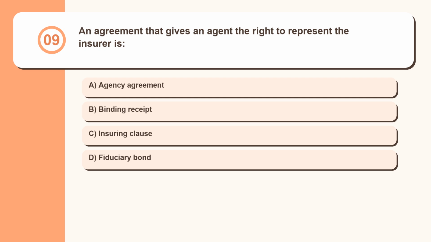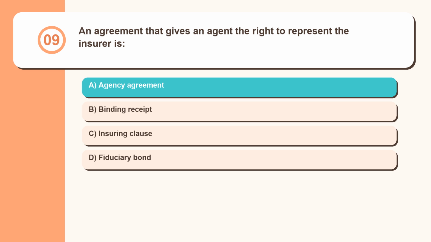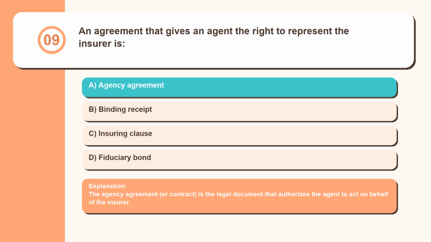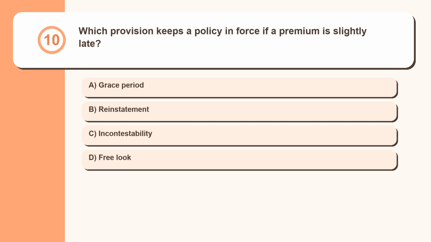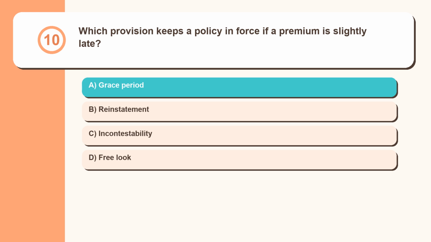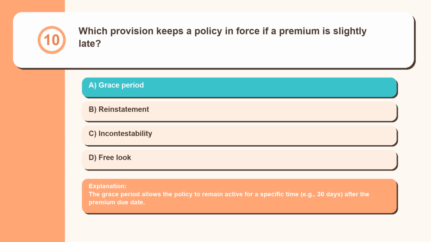Question 9. An agreement that gives an agent the right to represent the insurer is agency agreement, binding receipt, insuring clause, fiduciary bond. The agency agreement, or contract, is the legal document that authorizes the agent to act on behalf of the insurer. Question 10. Which provision keeps a policy in force if a premium is slightly late? Grace period, reinstatement, incontestability, free look. The grace period allows the policy to remain active for a specific time, example 30 days, after the premium due date.